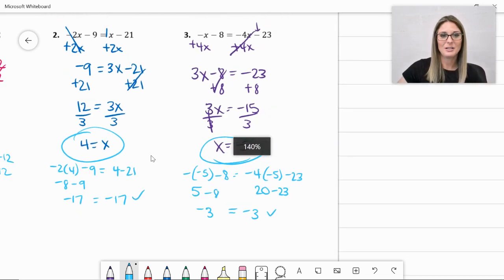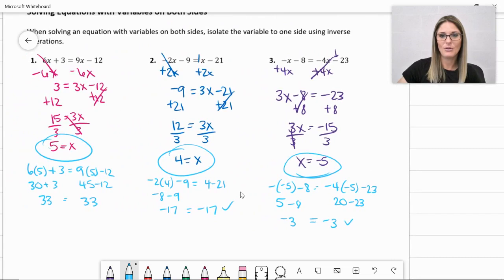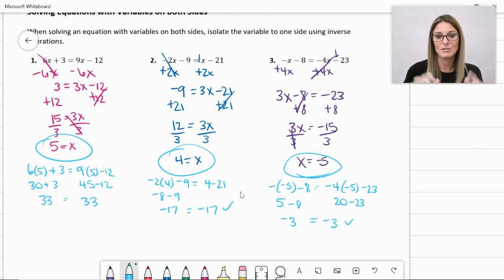So those are variables on both sides. I tried to pull some of the tricky ones. Remember, these notes are directly from Delta Math. So these I pulled from Delta Math. Maybe you'll come across them. Maybe you'll be lucky and you'll see the exact same problem. It is totally possible.